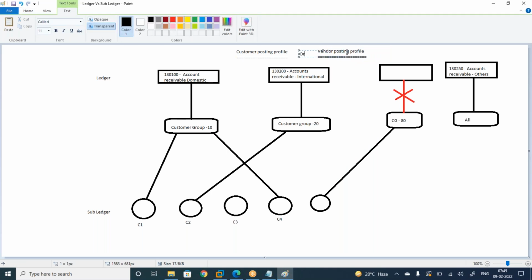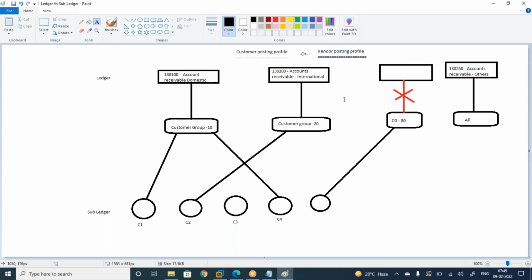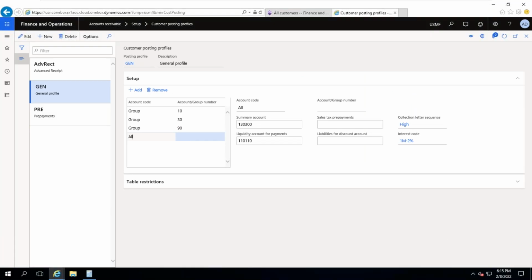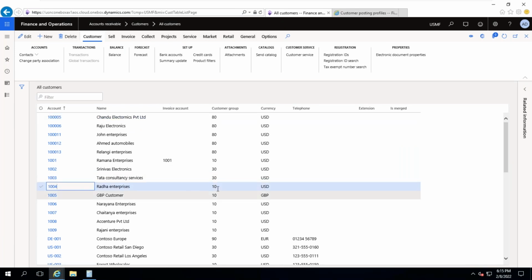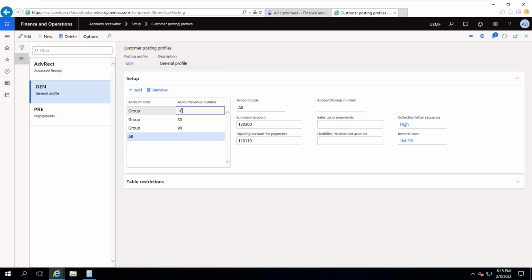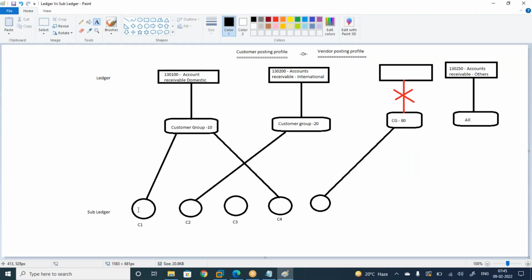The posting profile for the customer group is one posting profile can only have one account. I'm coming to that point. Just give me 2 minutes, we'll discuss that point. Sure. Okay. Fine. So now customer is linked to the customer group is linked to the account. Suppose, take the example 1004. Customer 1004 is linked with 10. So 10 is linked with 130. Fine. That is, it is meeting the first criteria.